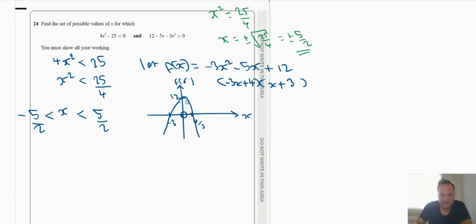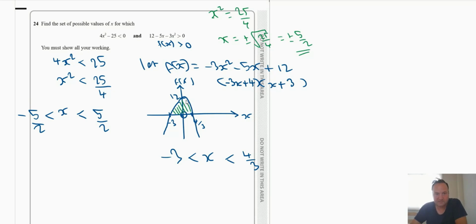But if you notice, guys, we're interested when f of x is actually greater than 0. So we're interested in this part of the curve. We can see all values of x which are between minus 3 and 4 thirds, the curve is actually above the x-axis, which means that f of x is positive. So that means our solution is going to be when x is greater than minus 3 and less than 4 over 3. Okay, so we've basically now got two solutions for x from the two different inequalities.